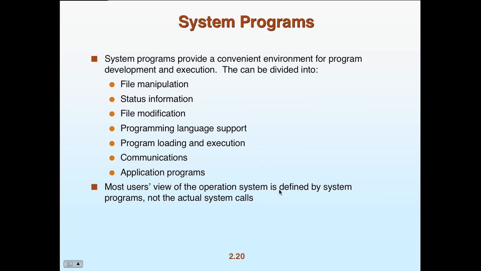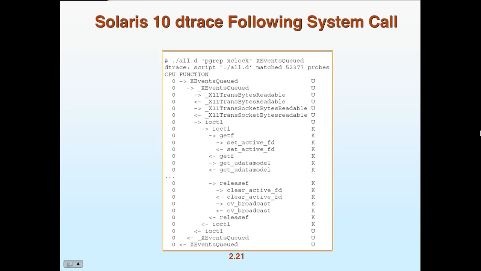Most users view the operating system, their view of it is defined by the systems programs, not the actual system calls, but the programs that they're running. As an example, the cp command defines your interface with the operating system to copy a file. So there's a Solaris 10 dtrace following a system call. It's basically going through and looking at different events that are queued up that occur.